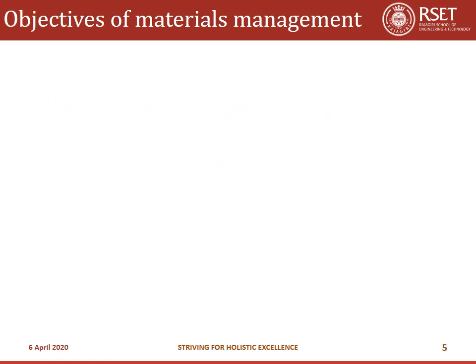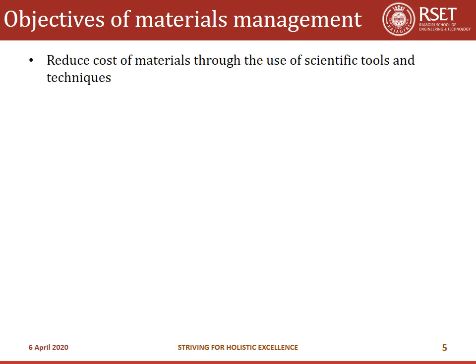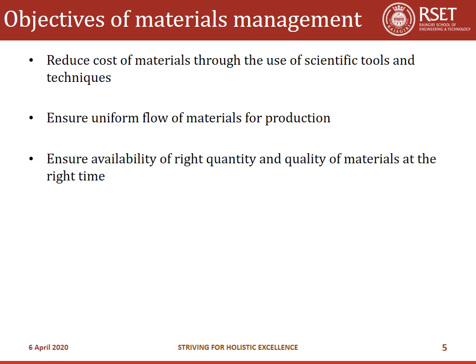So let's look into the objectives of materials management. The objective of materials management is to reduce the cost of materials through the use of scientific tools and techniques. You have to ensure there is uniform flow of materials for the production. It should not happen that production suddenly stops because of mismanagement of materials, because you've not procured enough materials, or there is a shortage of materials at site. Production should go on smoothly, and for that, a uniform supply of materials should be available, and that is one of the objectives of materials management.